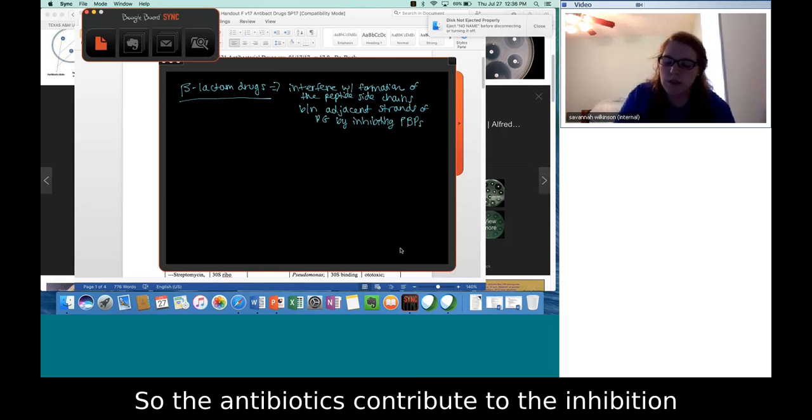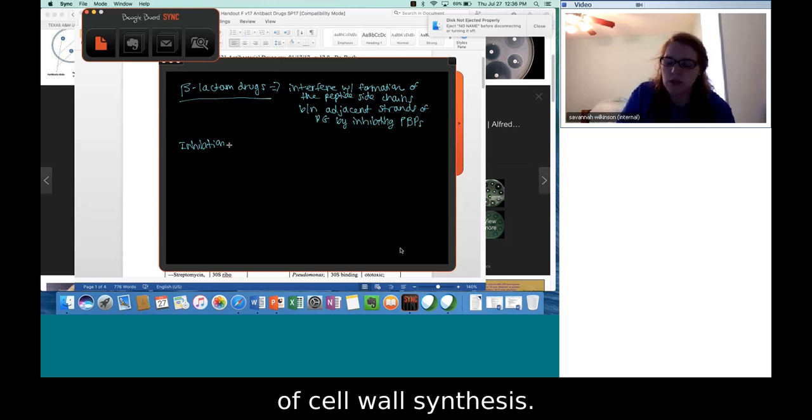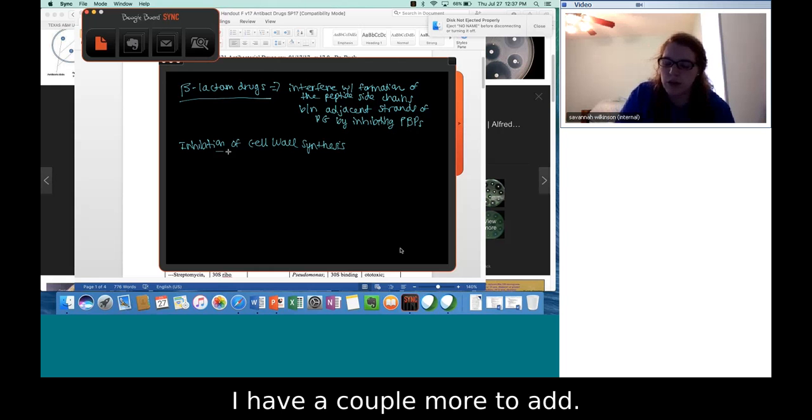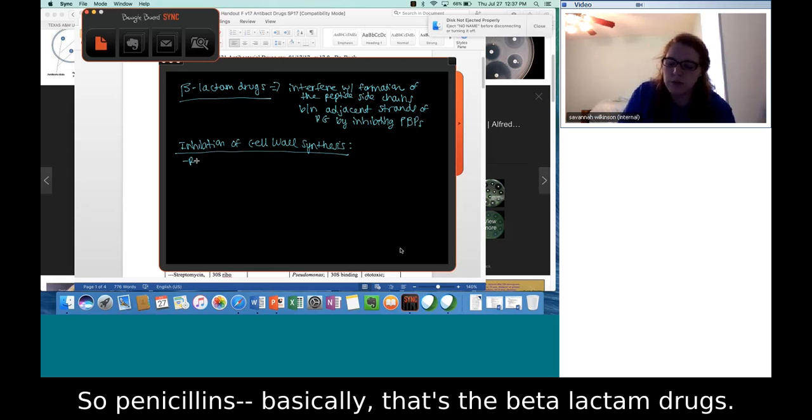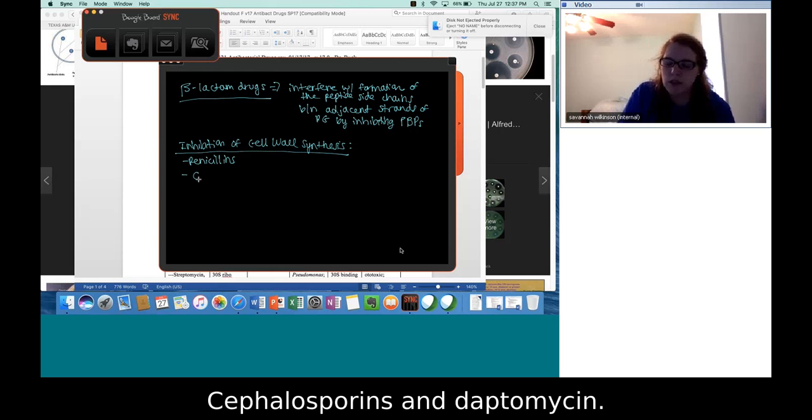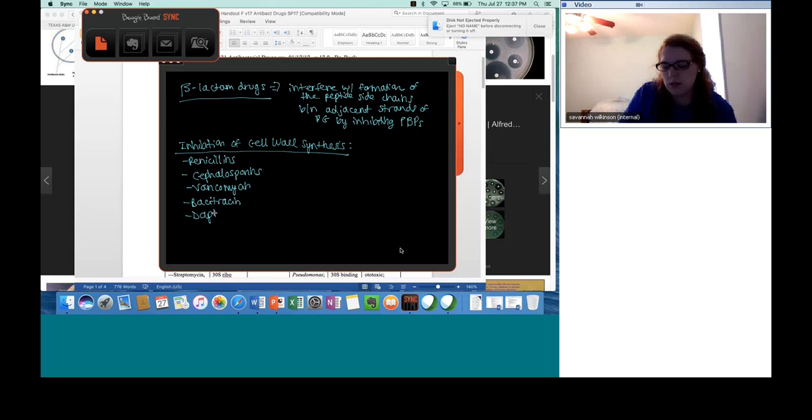So the antibiotics that contribute to the inhibition of cell wall synthesis, I have a couple more to add. So penicillin, basically that's the beta-lactam drugs. Cephalosporins, vancomycin, bacitracin, and daptomycin.